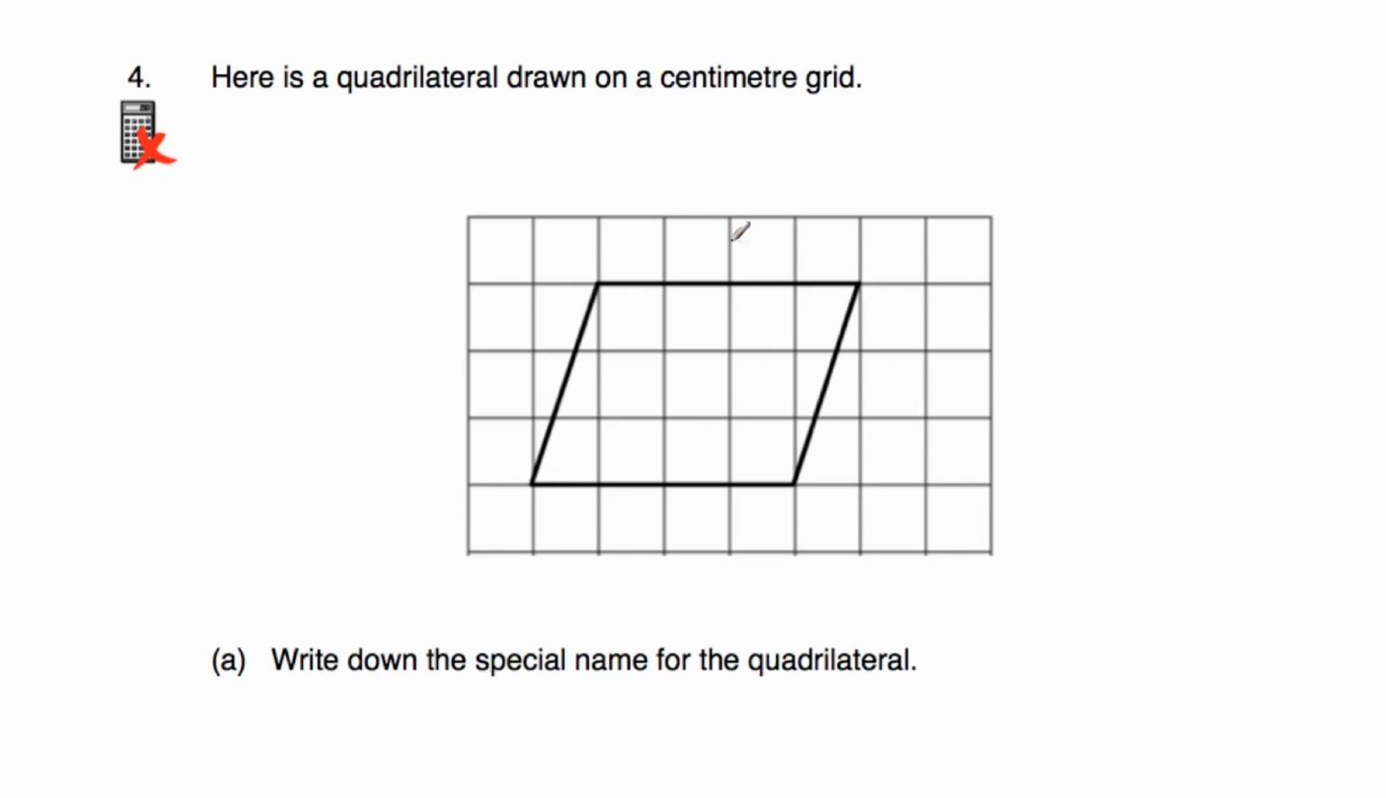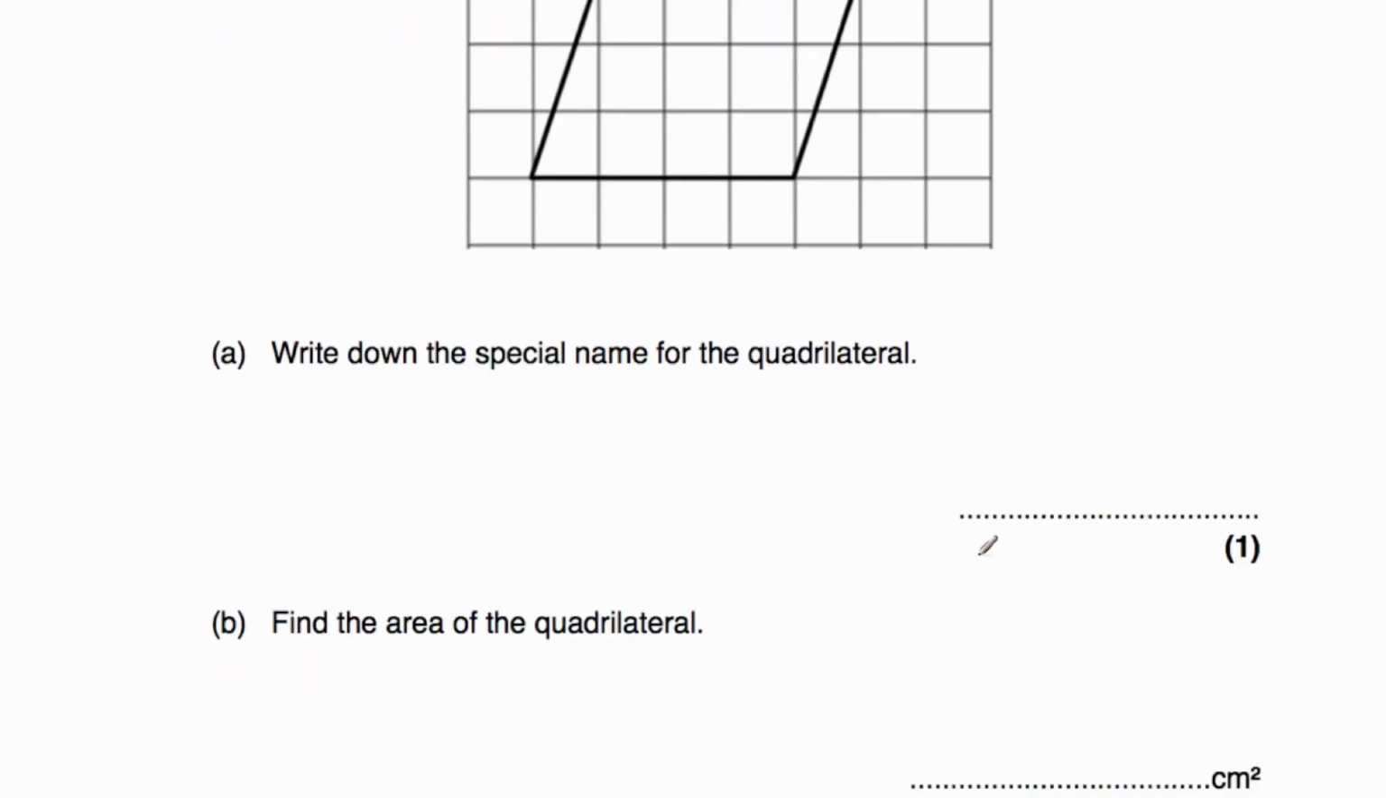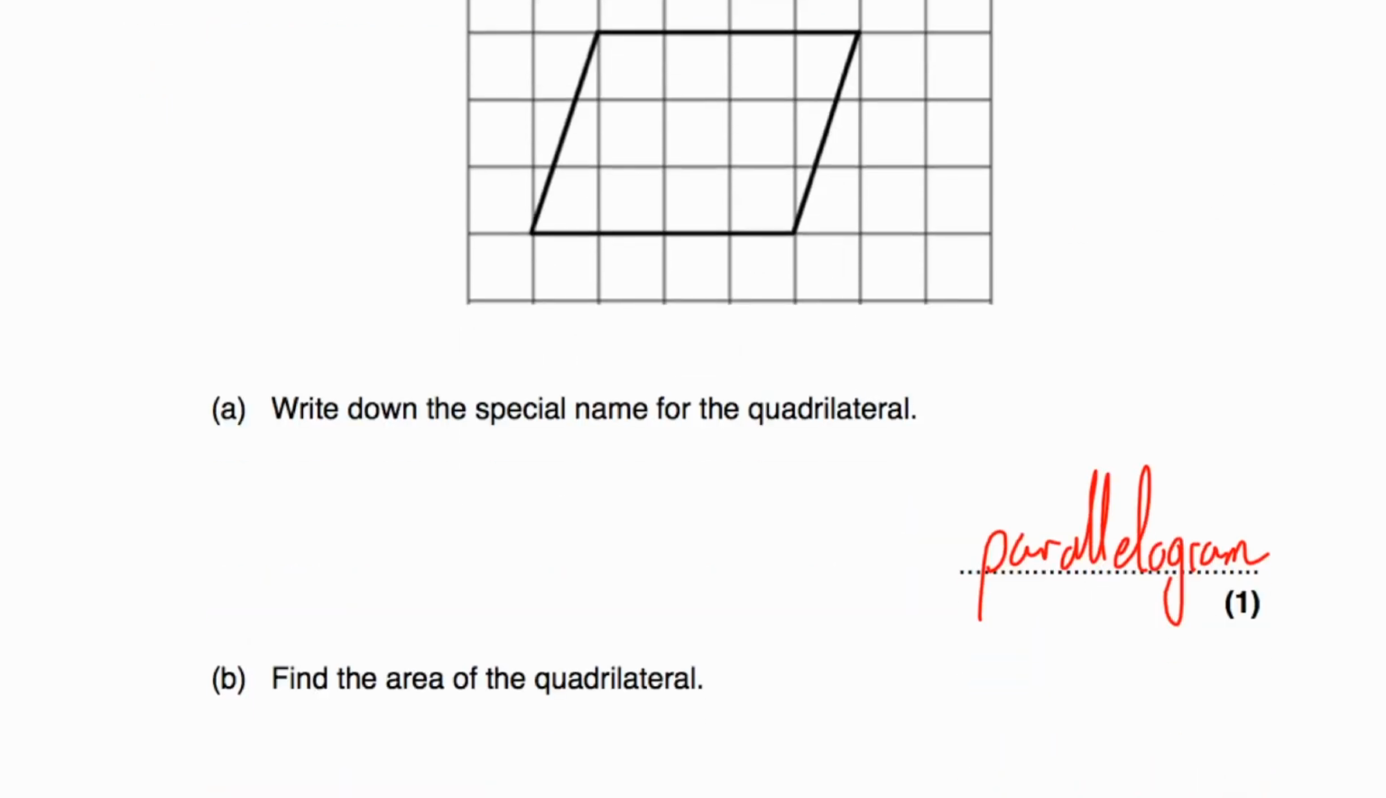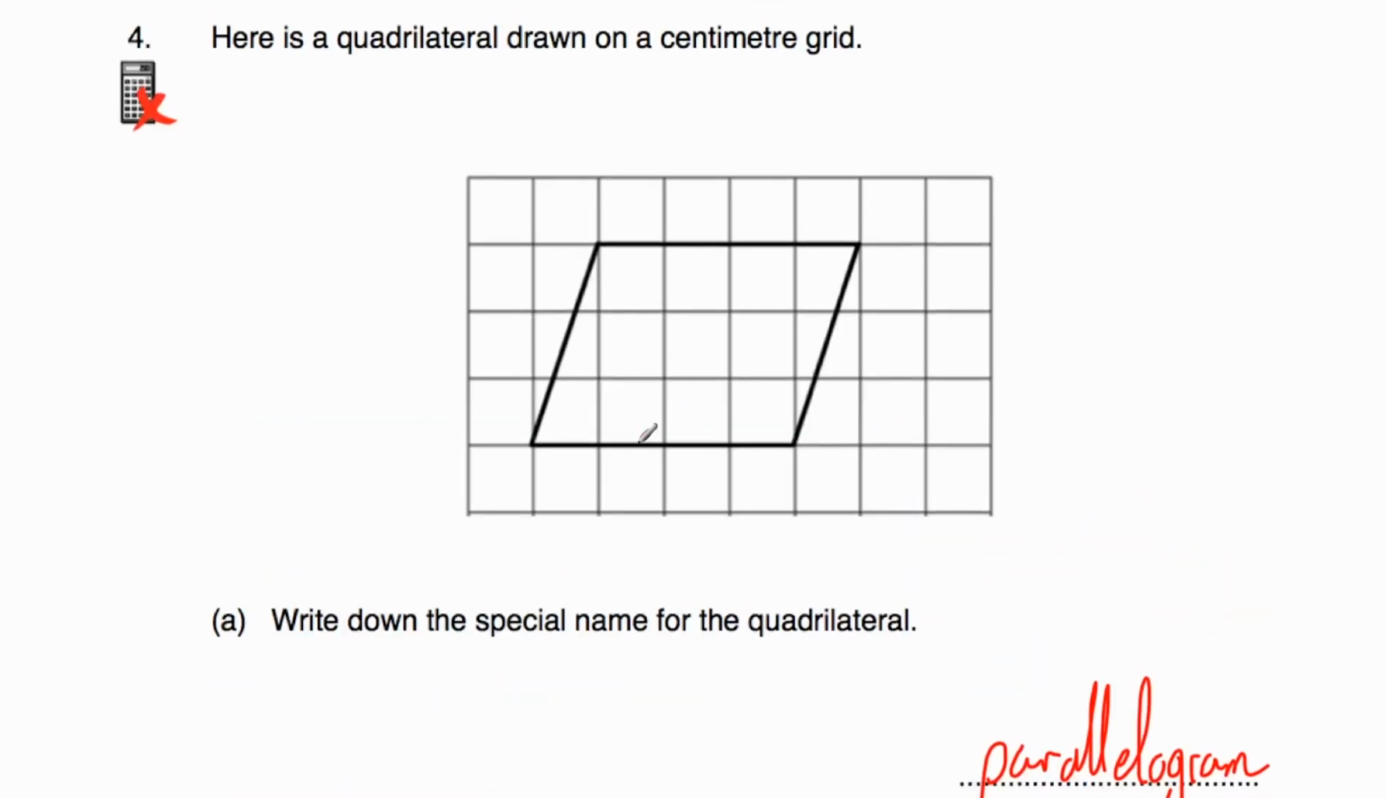So we want the special name of that quadrilateral. As we said, it's a pushed over rectangle, so it's a parallelogram. Let's write that down: parallelogram. Okay, and part B says find the area of the quadrilateral. So we want to find the area of this quadrilateral.